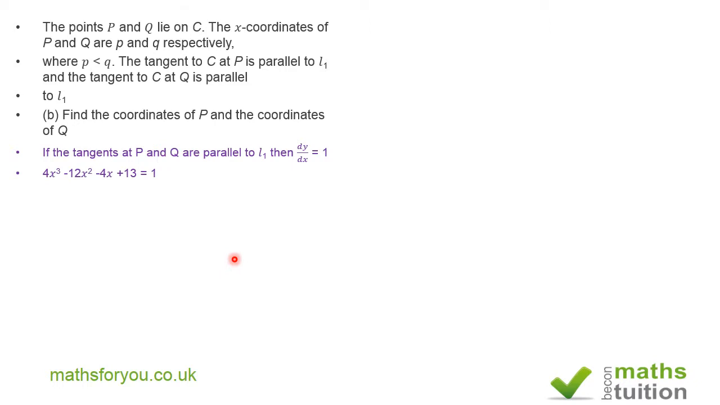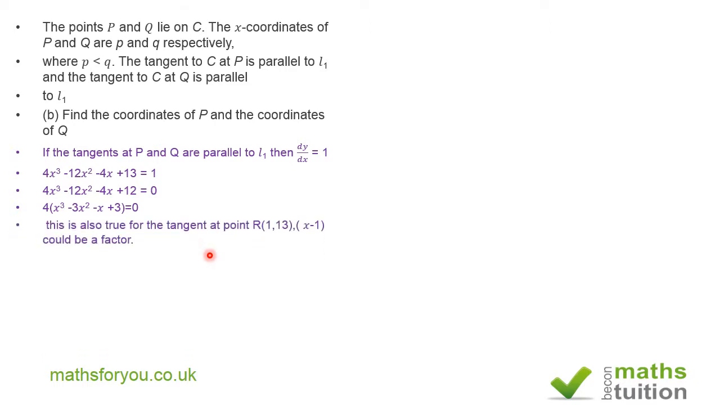And then if we subtract 1 from both sides, we end up with 4x cubed minus 12x squared minus 4x plus 12 is equal to 0. We can isolate 4 because 4 is a factor of 4, 12, 4 and 12 again. We end up with 4 times x cubed minus 3x squared minus x plus 3. And then if we divide both sides by 4, we end up with x cubed minus 3x squared minus x plus 3 is equal to 0.